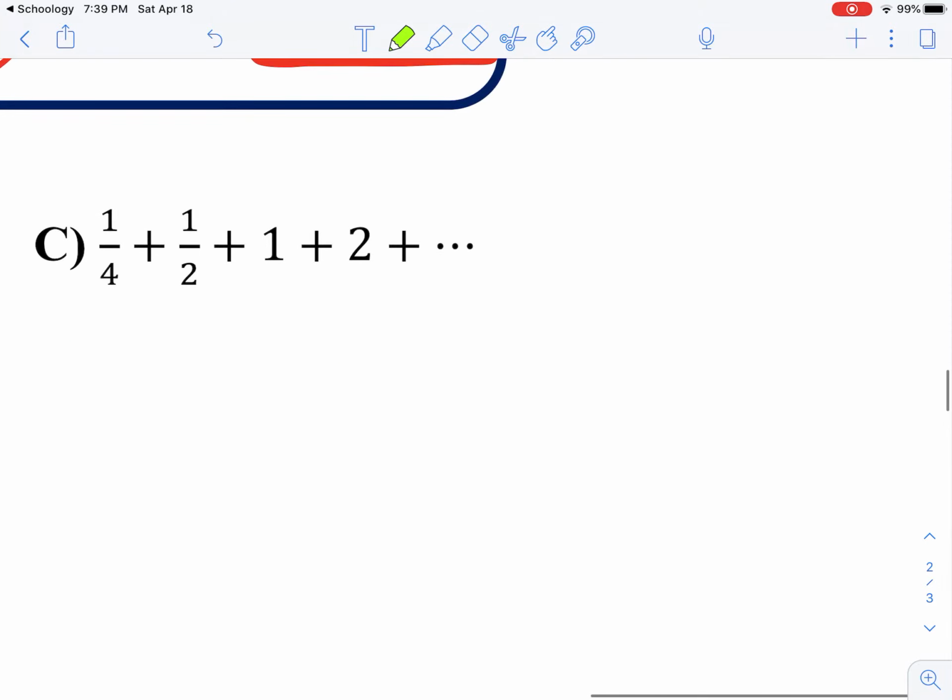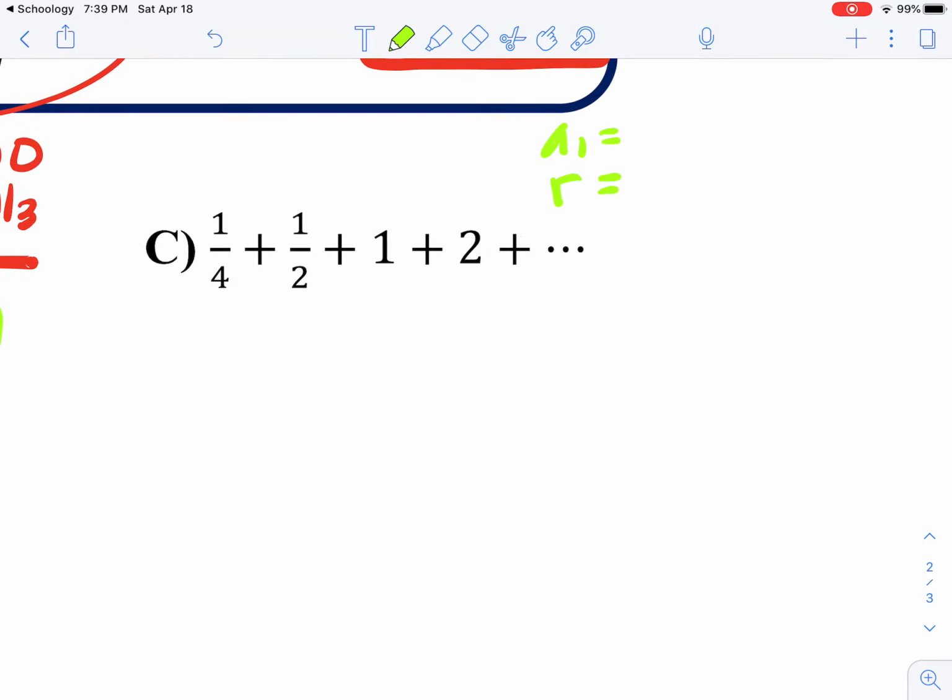All right, last but not least, this one right here. So first off, let's see. It says they're all geometric, so that's why I haven't checked the last two. All right, so what do I multiply a fourth by to get a half? What do I multiply a half by to get 1? What do I multiply 1 by to get 2? These are all times 2. All right, so times 2, times 2, times 2. So my first term is a quarter, and then my ratio is 2.